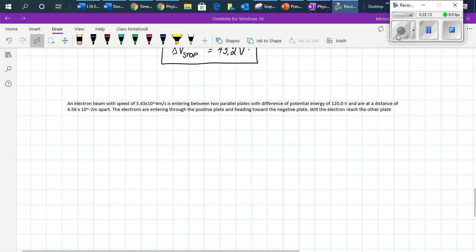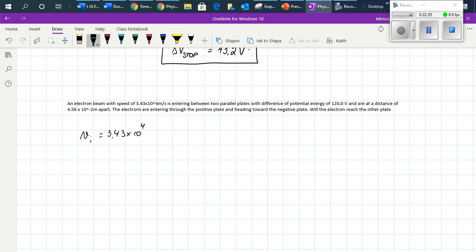Okay, so let's take a look at this question here. We have an electron beam with an initial speed of 3.43 times 10 to the power of 4 meters per second. It is entering between two parallel plates that have a change of voltage of 120 volts, and they are apart from each other by 4.56 times 10 to the power of negative 2 meters.